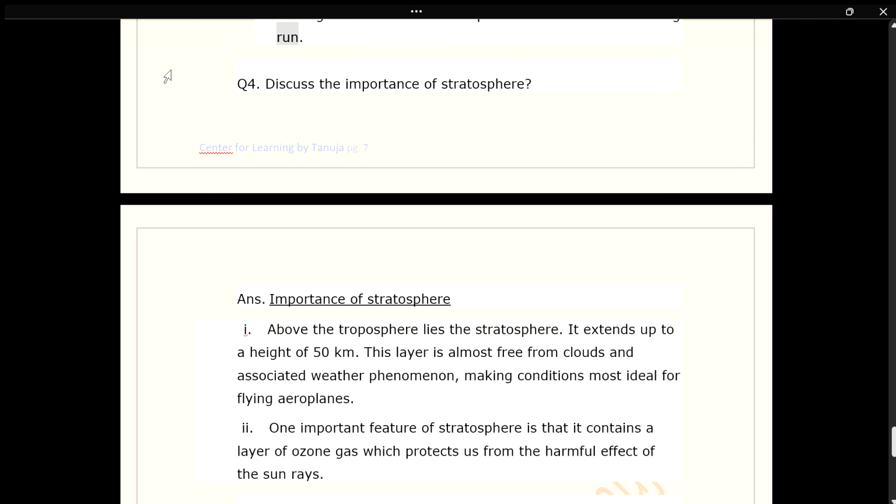Q4. Discuss the importance of the stratosphere. Ans. 1. Above the troposphere lies the stratosphere. It extends up to a height of 50 kilometers. This layer is almost free from clouds and associated weather phenomena, making conditions most ideal for flying aeroplanes. 2. One important feature of the stratosphere is that it contains a layer of ozone gas which protects us from the harmful effect of the sun rays.